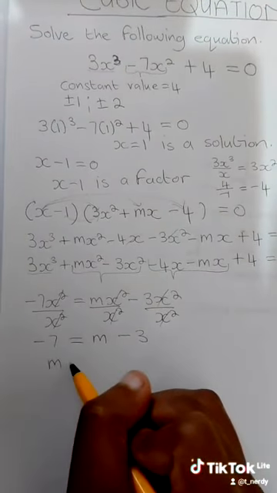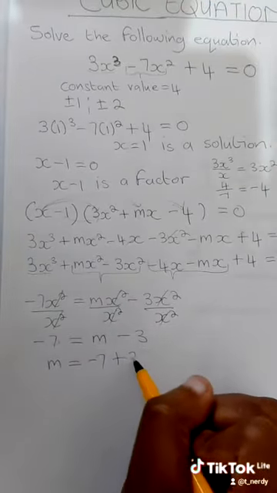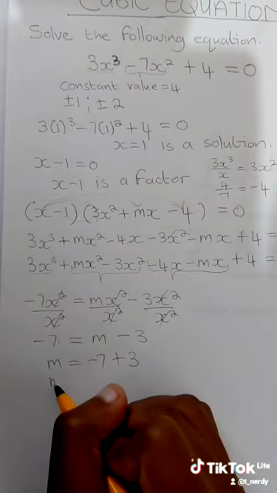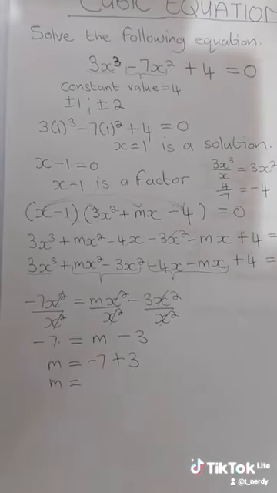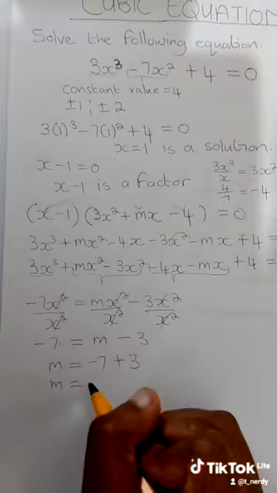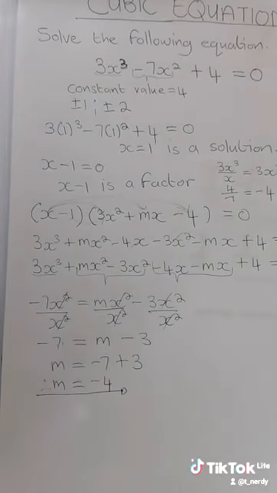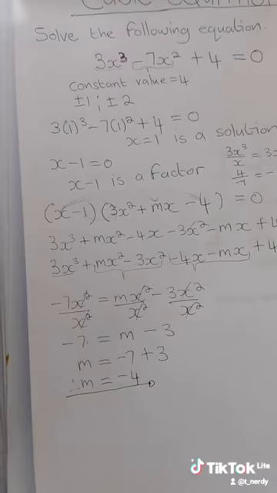So we can say m is equal to minus 7, transpose straight to the other side, that will be plus 3. So therefore, we're going to have m here, which is minus 7 plus 3. We're going to get that our m is negative 4. So then we've solved for m. Now that we've solved for m, what do we do next?